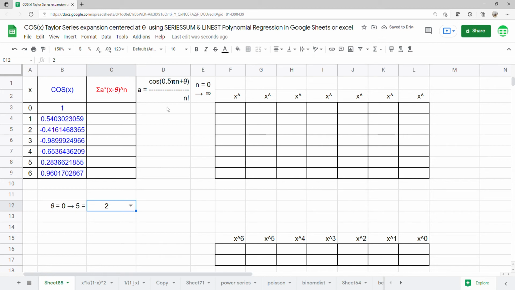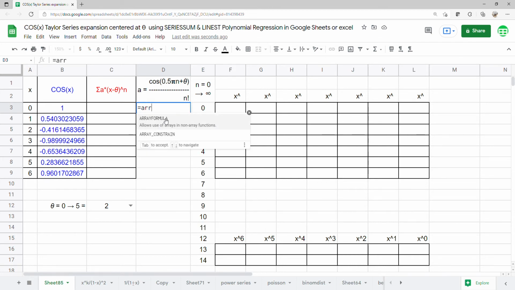We continue with the value of n, which is from 0 to infinity. So starting from 0 up to infinity. 14 is good enough. Now we complete the Taylor series expansion coefficient. So array formula, cosine.